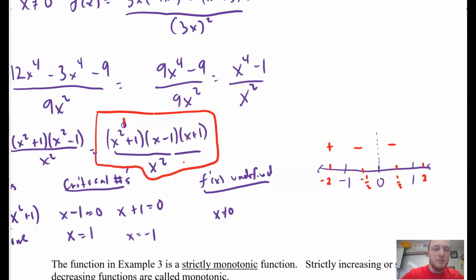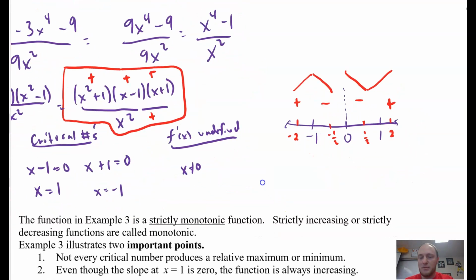So this is going to be positive. 2 take away 1, that's positive. And then 2 plus 1 is positive over positive, so this is positive. Okay, what does this tell us? Well, it tells us that our function is increasing, and then it's decreasing. Then we have an asymptote. Okay, it's still decreasing here, and then it's increasing. Okay, well, we can go ahead and answer the question now.